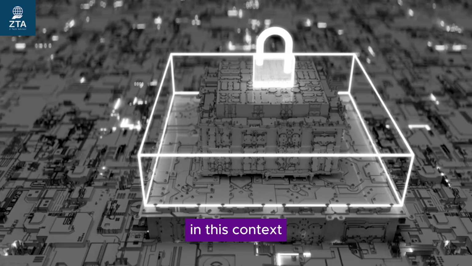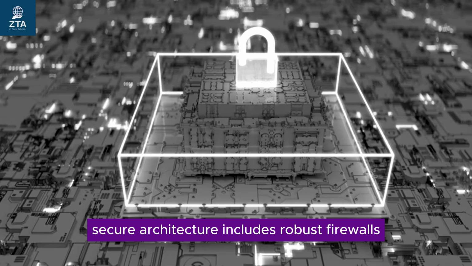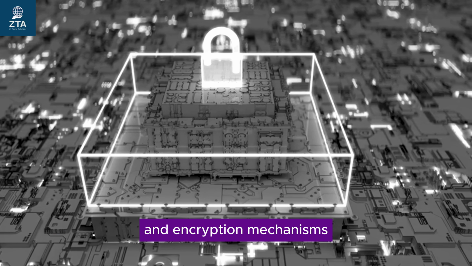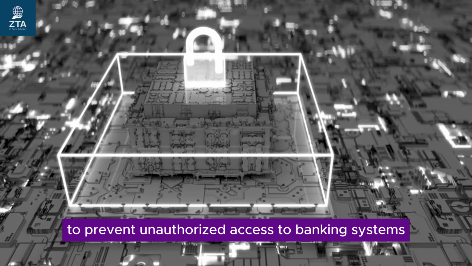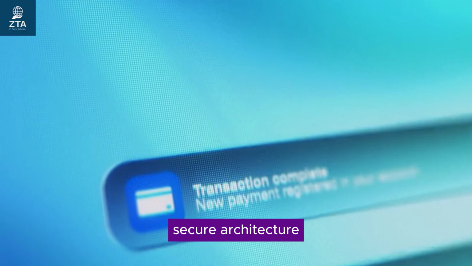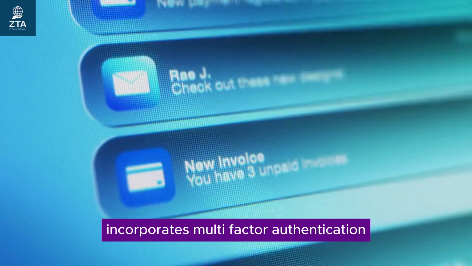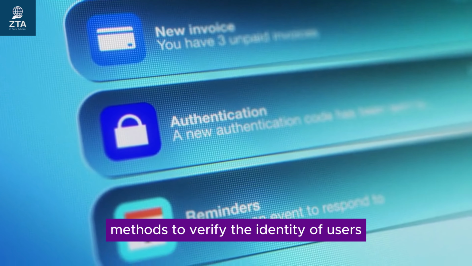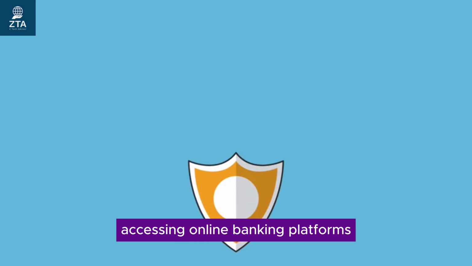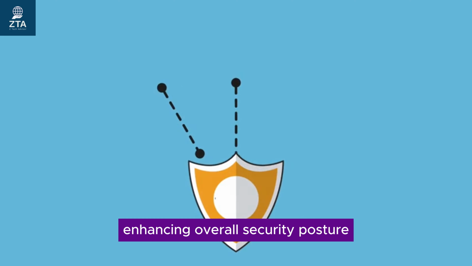In this context, secure architecture includes robust firewalls, intrusion detection systems, and encryption mechanisms to prevent unauthorized access to banking systems and customer accounts. Additionally, secure architecture incorporates multi-factor authentication methods to verify the identity of users accessing online banking platforms, enhancing overall security posture.